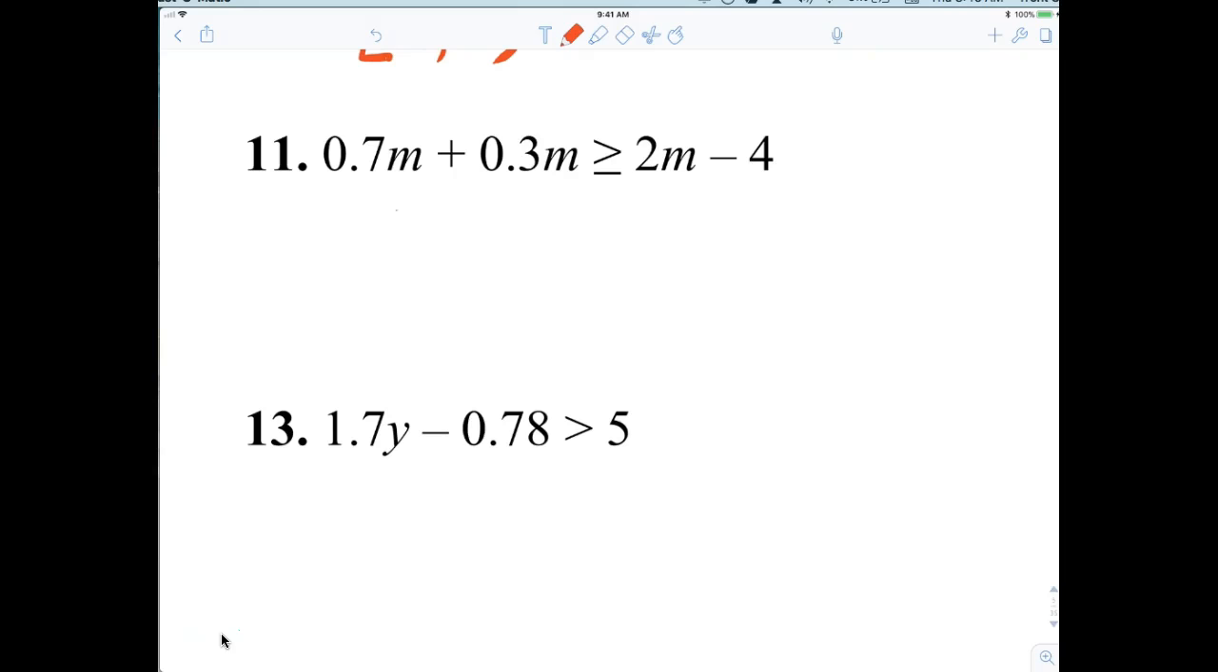So this is 1. So subtract 4. So m is less than or equal to 4. Is that right? Right? Listen, on your test, of course, you do what is comfortable for you. But right now, I really want you to practice seeing the movement of numbers.